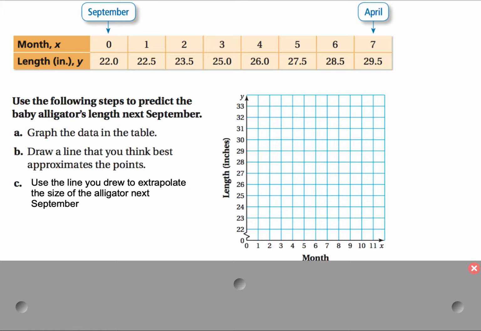I previously graphed this so that it's more quick and you don't have to sit through the video and watch me plot points, because that is very entertaining, I know, when you're trying to sleep. So here's all the dots. I've got 8 of them from month 0 through month number 7, 0 being September, 7 being April.